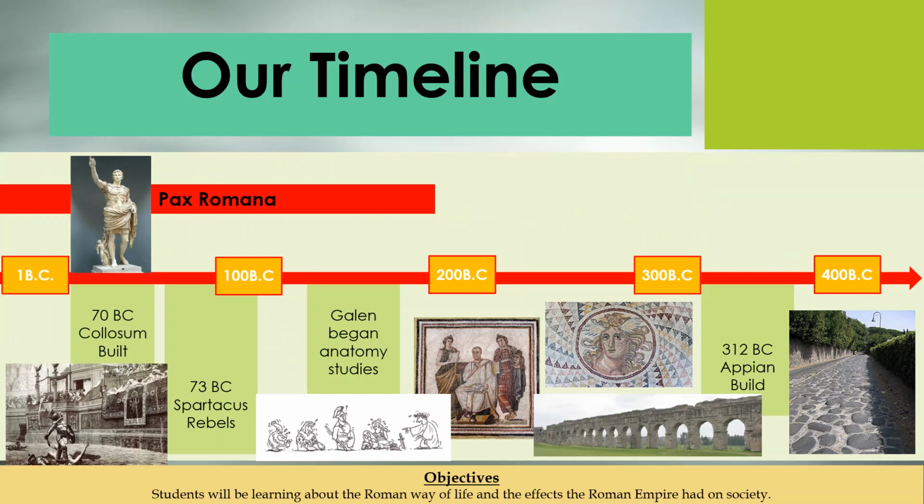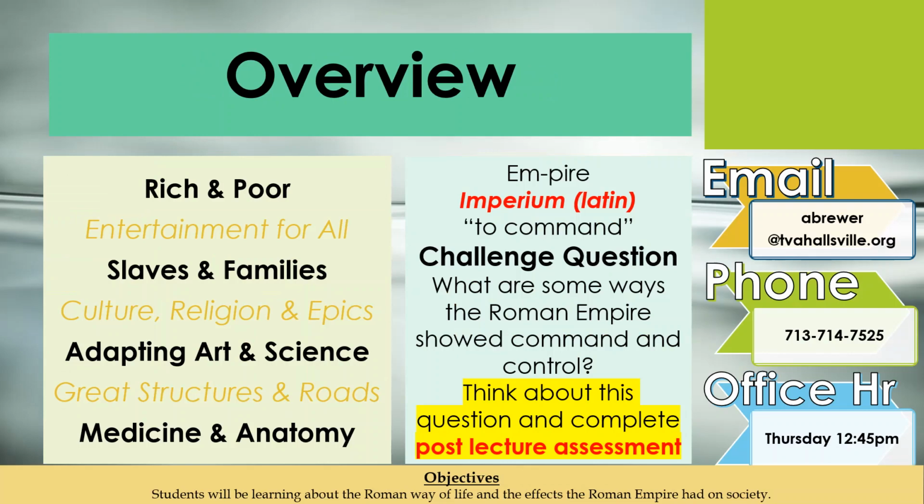So today we covered quite a bit of history. We talked about the Colosseum, Spartacus's rebellion, Galen's anatomy studies, as well as a variety of aspects of Roman culture, all of which were part of the Pax Romana, as well as the years to come after it, which we'll talk about in our corresponding slides.